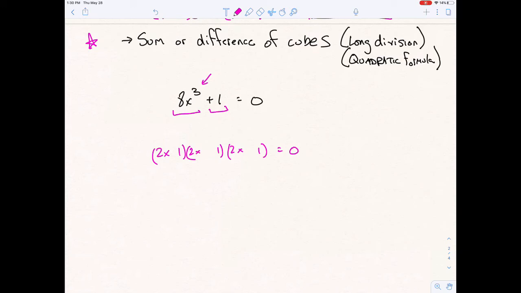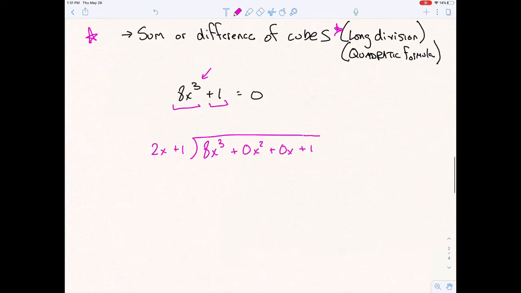Well, what I see is that I have a 2x and I have a 1, but I'm not really sure what I'm supposed to do with that. So here's what I am going to do. I'm going to take 2x plus 1, and I'm going to use long division, right? That's why I have long division noted here. I'm going to take my 8x cubed. I need placeholders for the x squared and the x term, and there's my plus 1. And I'll probably fast forward the video, so I'm just going to work and get moving here.